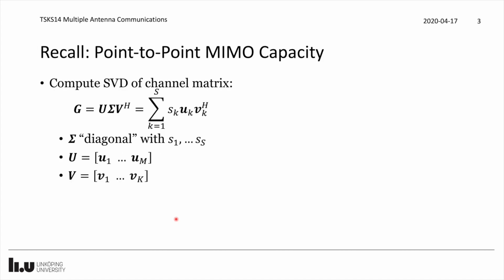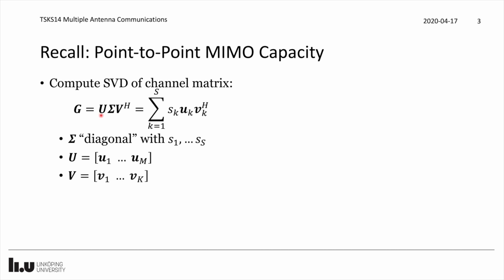So let's first talk about the point-to-point MIMO capacity again. What we have been saying in the previous lecture is that we should analyze such a channel by computing the singular value decomposition of the channel matrix. So we have the channel matrix G, which is an M by K matrix. M is the number of receive antennas and K is the number of transmit antennas.